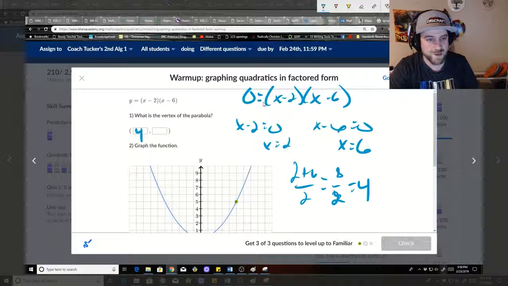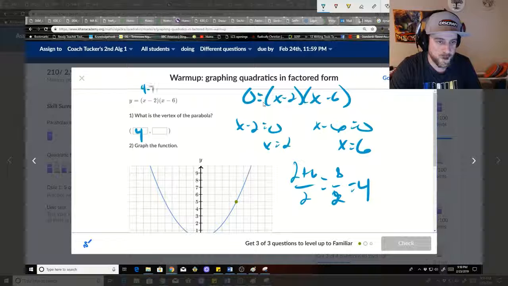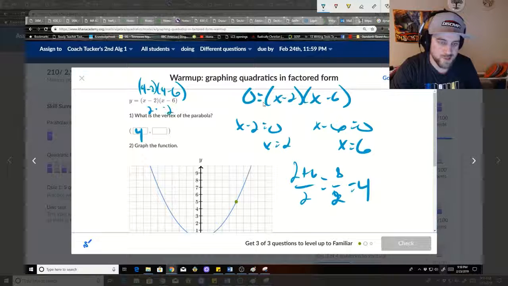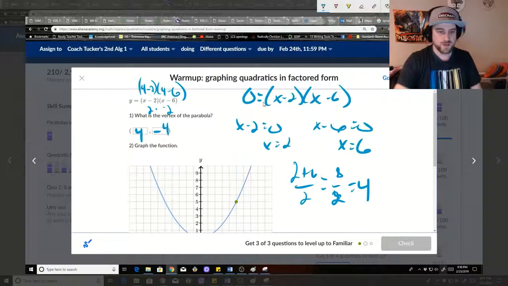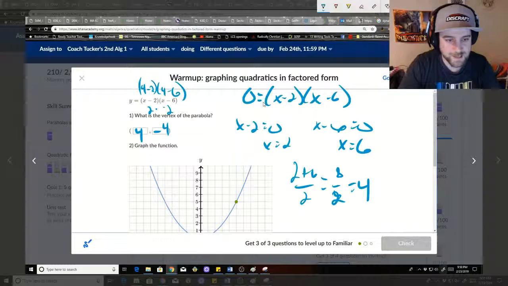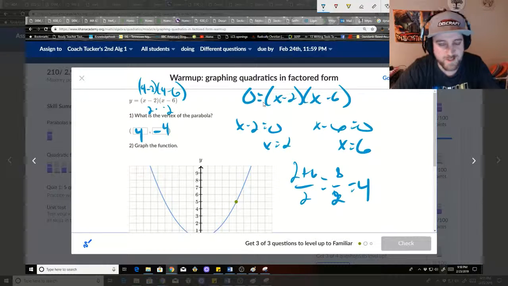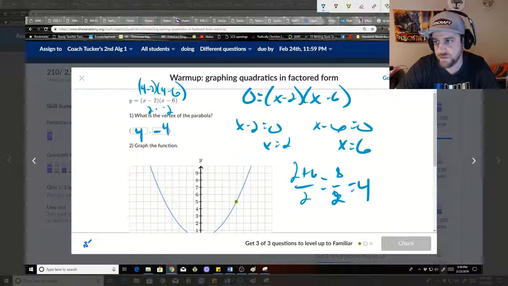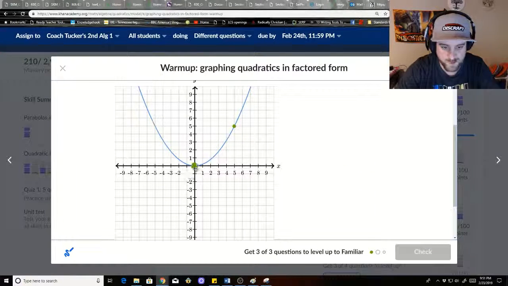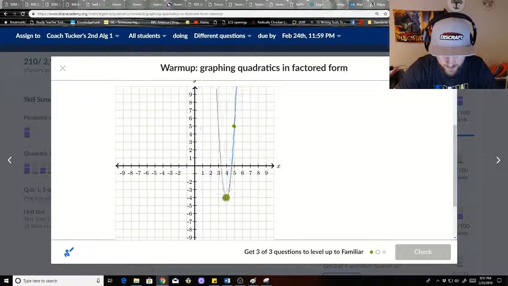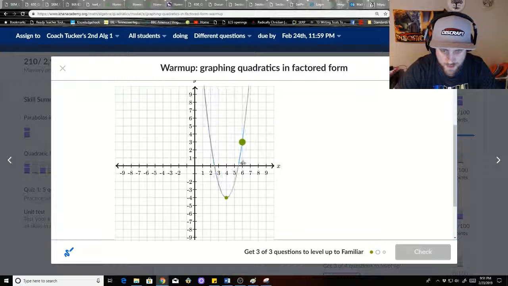What's the y value? We plug it in. So 4 minus 2 times 4 minus 6, that's 2 times -2. You're going to notice that little pattern happens each time. That's -4. So (4, -4) is the vertex. And when I graph it, I need to make sure I include one of the x-intercepts. So (4, -4) is one of them, and the other x value is 6.